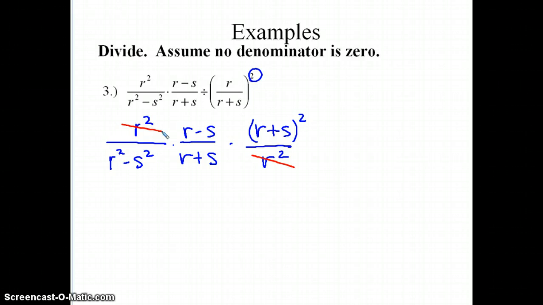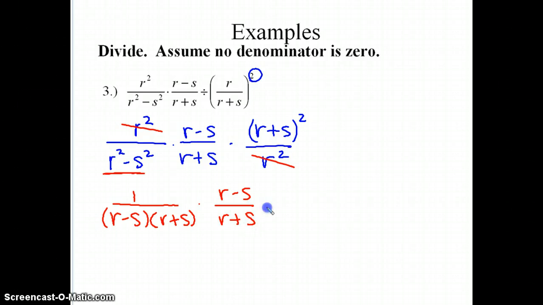So I can't cancel any further because I notice I have a difference of 2 squares here. So I'm going to rewrite this, r minus s, r plus s, times r minus s, r plus s, times r plus s, the quantity squared.